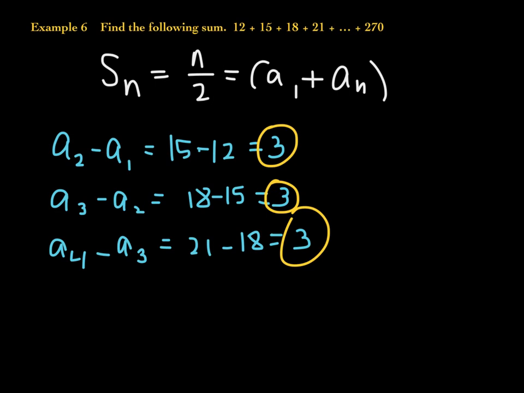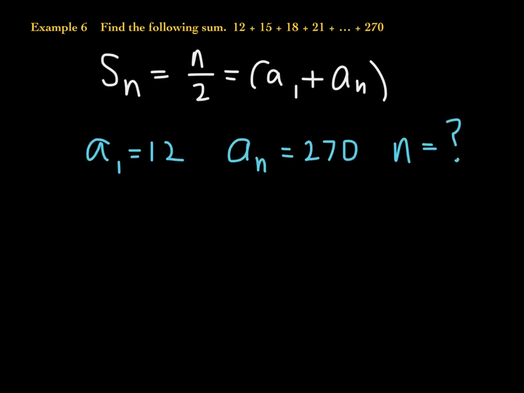Now, we know what the first term is. It's 12. And we know what the last term is. The nth term is 270. What you and I do not know is how many terms there are. Because of this etc., I don't know how many terms I'm adding. It just says find the sum. So we need to find n. Now we can do this by using the general term for an arithmetic sequence.